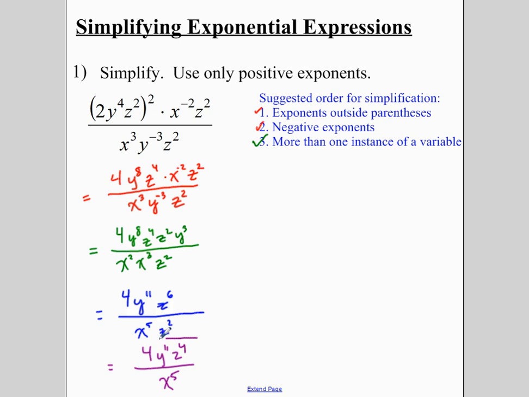That's considered simplified because it does not violate any of these situations. There are no exponents outside parentheses. I don't have any negative exponents anymore. And I only have one instance of each variable. Check, done. All right, let's do one more together.